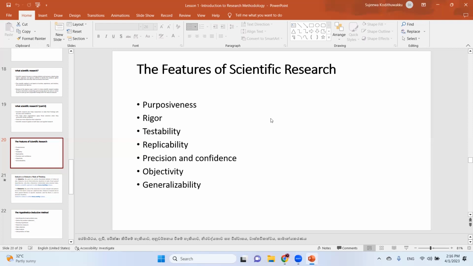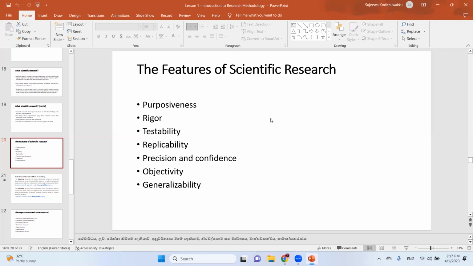Then rigor, it means it's very tough, or let's say tight process. Scientific research is a very rigorous process, very tough process. Not an easy task, right? Now remember, it's not an easy task. I think this is the most difficult part of your study, right?